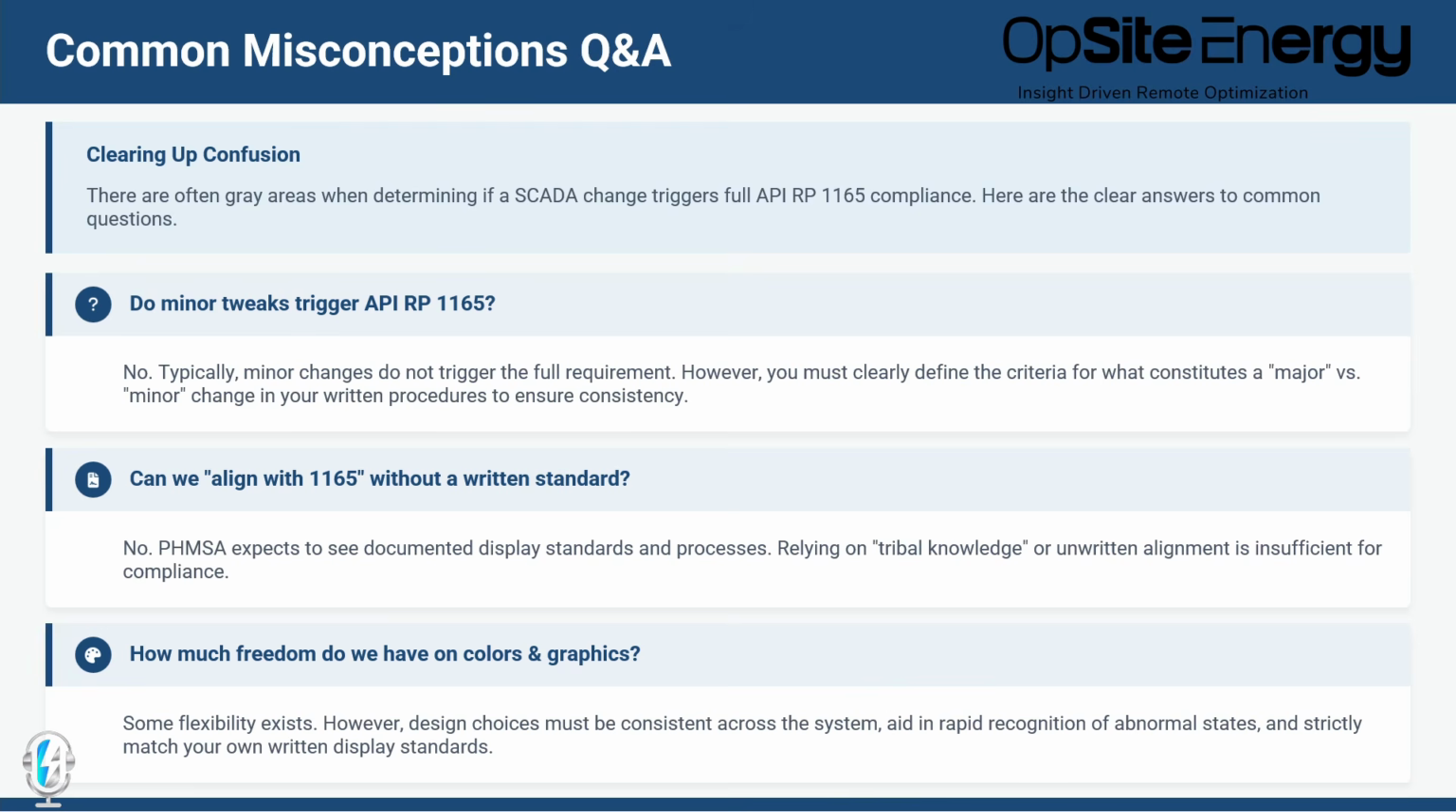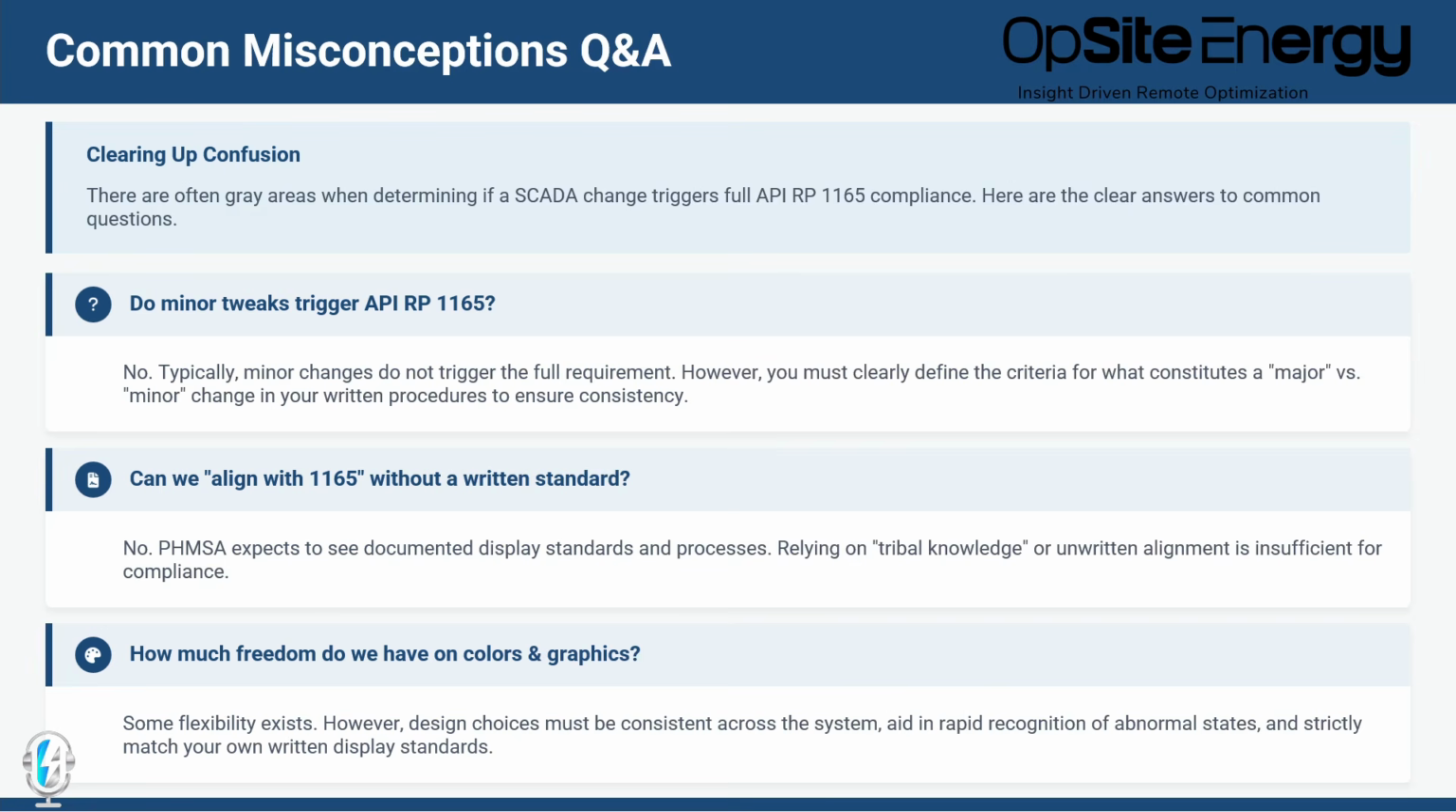Again, if you're a control room operator or a supervisor, hopefully what we're talking about is going to help you with some misconceptions. Let's start with number one, Daniel. Do minor tweaks trigger 1165? The short answer is no, because it could be some minor changes, like adding a point. Again, this goes back to what we stated earlier. You definitely want to look at what that does for your controller and how it's being displayed for your controller.